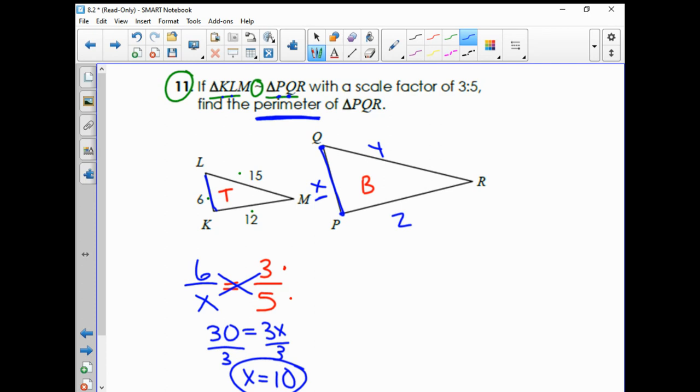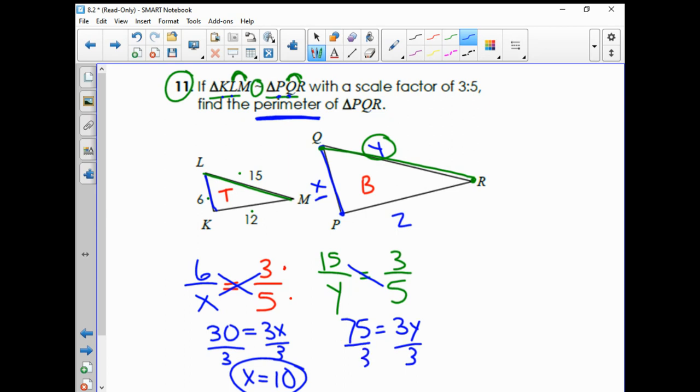Then you're just going to do the exact same thing again. You know the proportion of all of them is 3 to 5. So if I'm looking for Y now, let's find Y. We called Y the side between Q and R. So Q and R, notice right here, there are our last two letters. So this is going to line up with the last two letters of the other triangle, L and M. So we could say 15 over Y is equal to 3 over 5. Again, all you're going to do is cross products. 15 times 5 gives me 75 is equal to 3 times Y. Divide by 3, and Y is equal to 25.